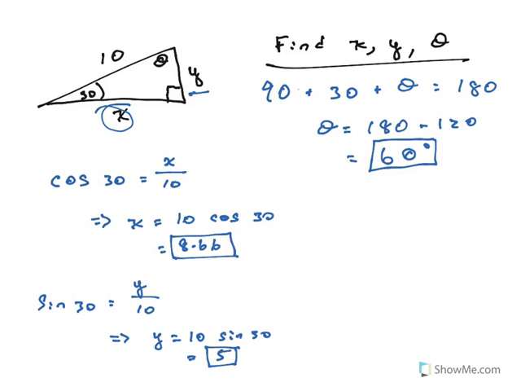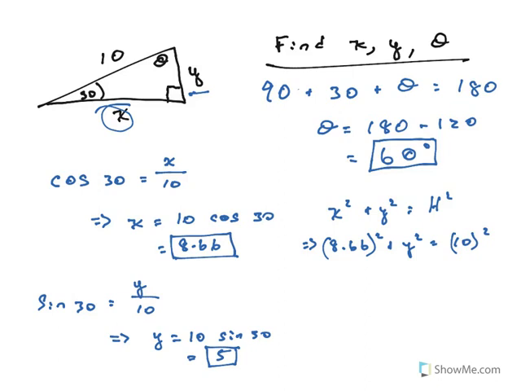Now let's say I wanted to use Pythagorean Theorem instead to find y. That's doable. Pythagorean Theorem would say x squared plus y squared equals hypotenuse squared. So what do I know? Well, I know x is 8.66. Of course, that's rounded a little bit, but so 8.66 squared plus the y squared, which is what I'm looking for, is equal to the hypotenuse squared, which is 10 squared.